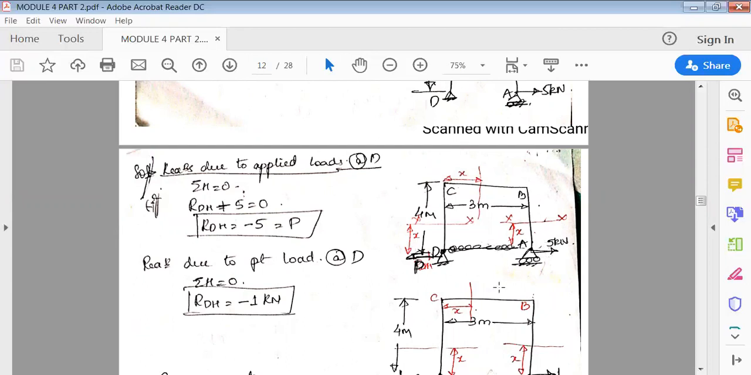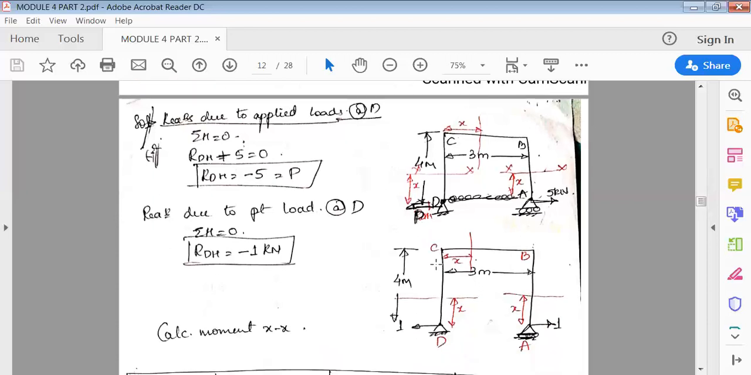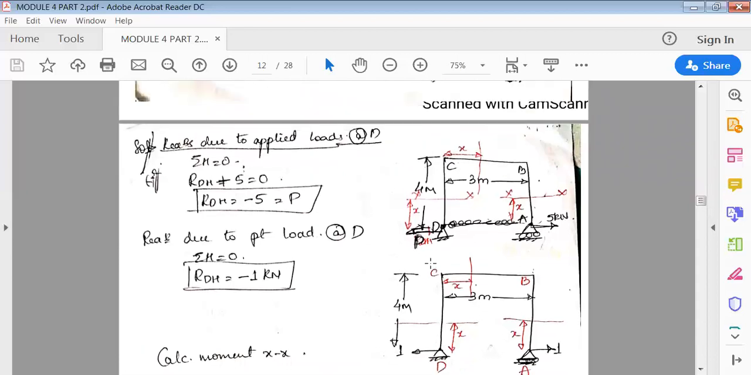So in this, 5 kilonewton is loading to the right side, and at D there is a hinge support. A hinge support has two reactions, vertical and horizontal. But we'll not consider the vertical because we are only interested in the horizontal displacement. So this is RDH. Then, as usual, RDH plus 5 is equal to 0, so RDH is equal to minus 5. Minus means it is acting to the left side. So we'll name this as P, that is nothing but 1 kilonewton. So this is the original diagram.